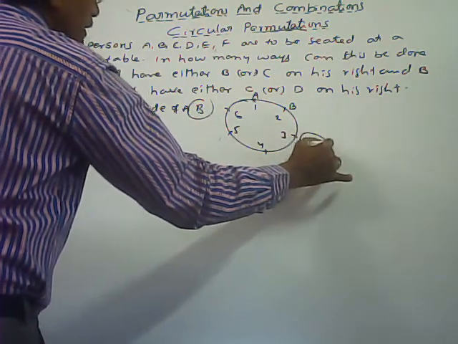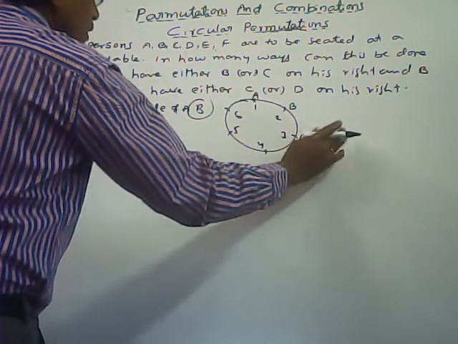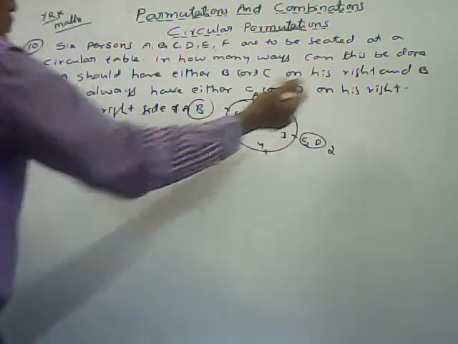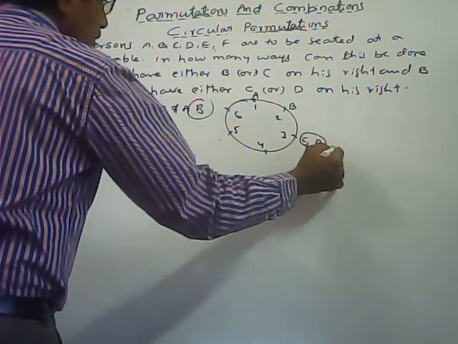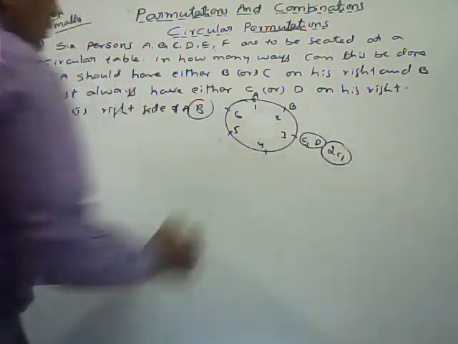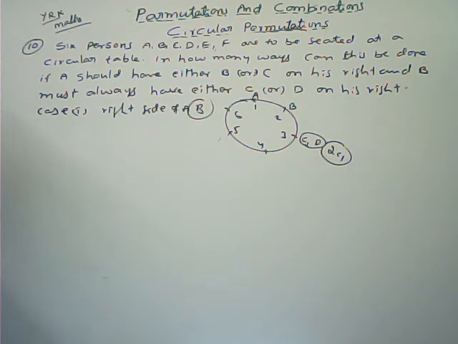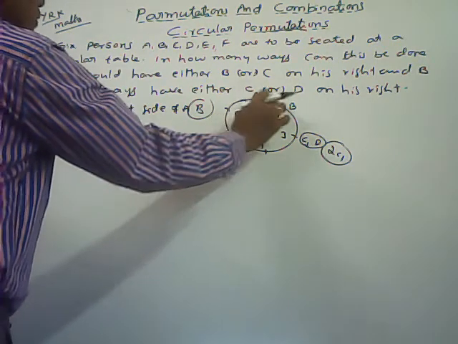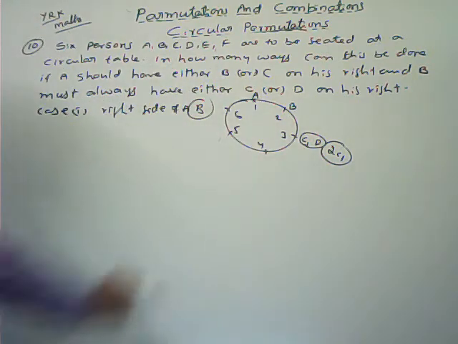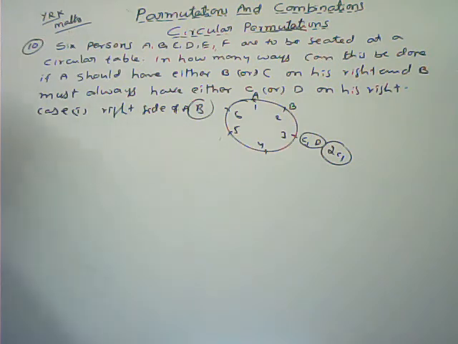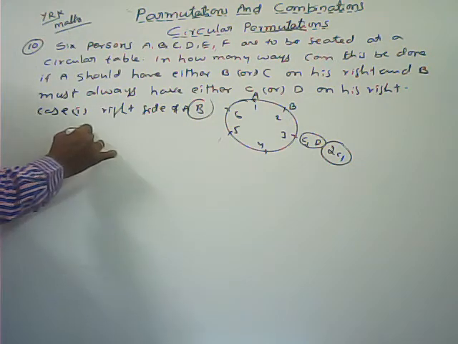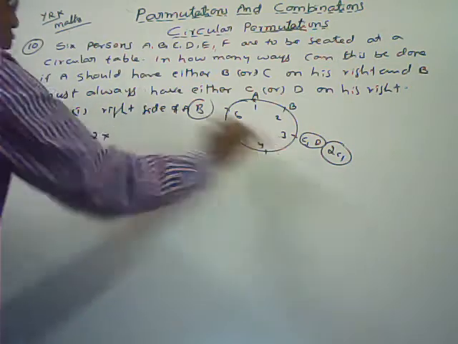This can be done in 2 factorial ways. Otherwise, we can select out of 2 in 2C1 ways. We can select any one, either C or D. Here restriction is not there. First I have taken B, so for the right side of B, either C or D. We can keep any one, so that can be done in 2 ways.